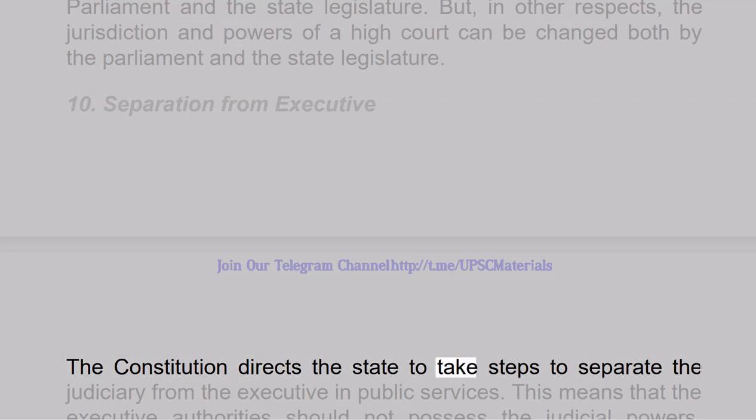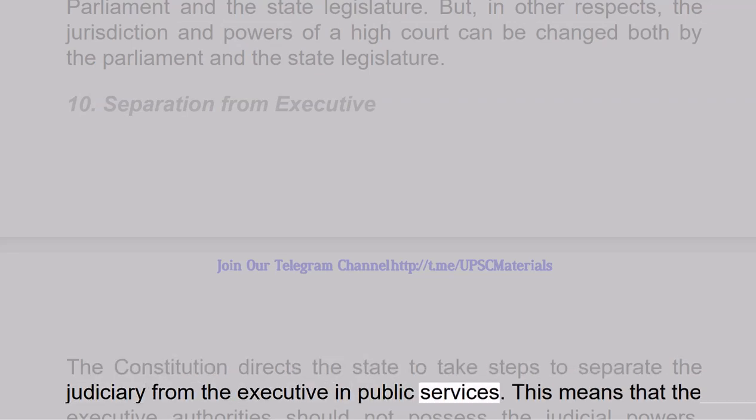10. Separation from executive. The Constitution directs the state to take steps to separate the judiciary from the executive in public services. This means that the executive authorities should not possess the judicial powers. Consequent upon its implementation, the role of executive authorities in judicial administration came to an end.